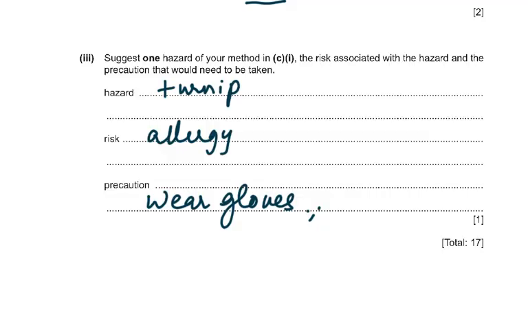So I've only given one of these, the turnip and the allergy and wear gloves, and this is all for 1 mark. But you could have said any of the other ones. You could have said the knife causes an injury, so cut away from the hand, and hot water, so the water bath could burn you, and you should wear heat resistant gloves.